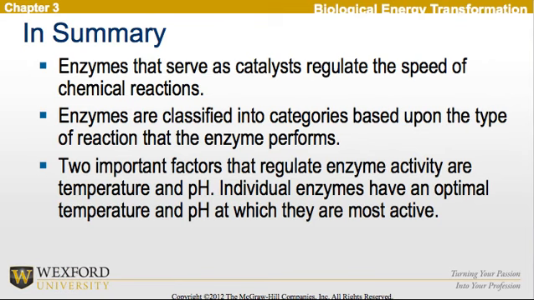So in summary, enzymes serve as catalysts to regulate the speed of chemical reactions. Enzymes are classified into categories based upon the type of reaction that the enzyme performs. And two important factors that regulate enzyme activity are temperature and pH. Individual enzymes have an optimal temperature and pH at which they are most active.